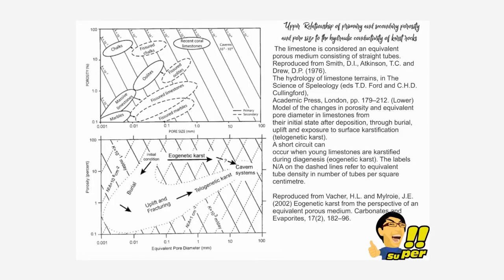Upper, relationship of primary and secondary porosity and pore size to the hydraulic conductivity of karst rocks. The limestone is considered an equivalent porous medium consisting of straight tubes. Reproduced from Smith, D.I., Atkinson, T.C. and Drew, D.P., 1976. The hydrology of limestone terrains, in The Science of Speleology, eds. T.D. Ford and C.H.D. Cullingford, Academic Press, London, pages 179 to 212.